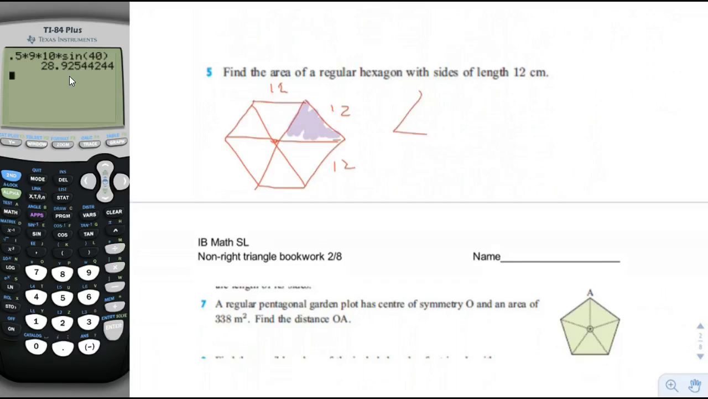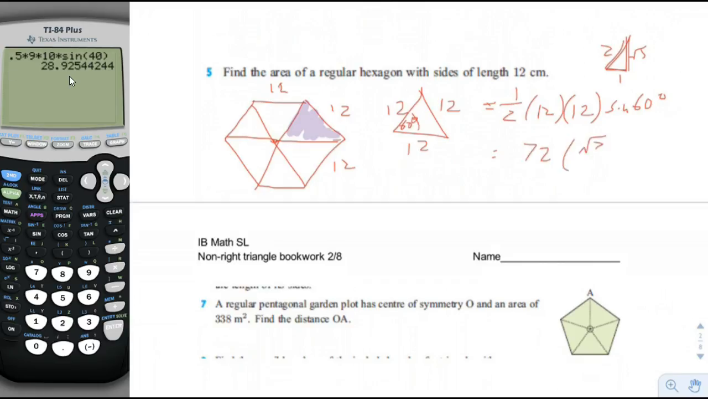So let's see, what is the area of a triangle that's 12, 12, and 12? Well, since it's an equilateral triangle, we know that one angle is 60 degrees. So we could use the formula 1/2 times 12 times 12 times the sine of 60 degrees. The sine of 60 degrees, if you draw a unit circle triangle, is going to be square root of 3 over 2. So you get 1/2 times 12 times 12. So it would be 72 times square root of 3 over 2.